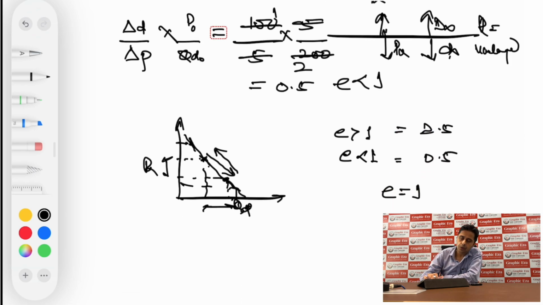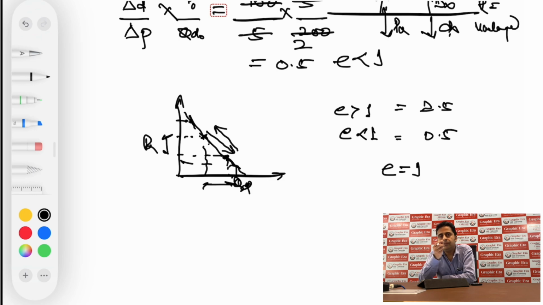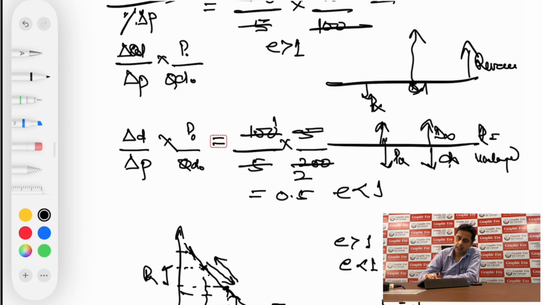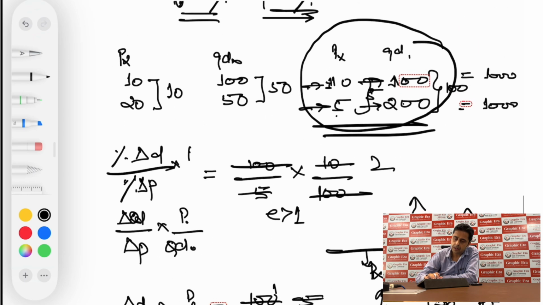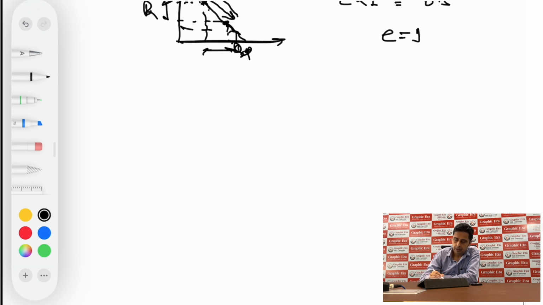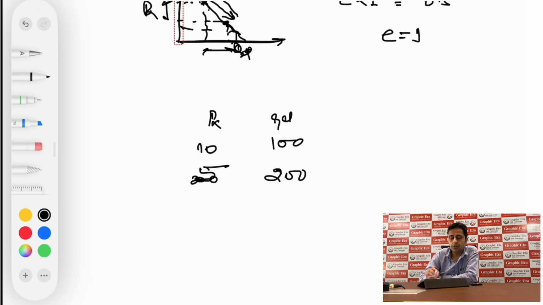So now what we do is we try to understand the underlying problem with this definition, or with this formula. And the problem with this formula is, I'll again copy this particular part here. So let's again go back to price and quantity demanded. When the price was 10, the demand was 100. When the price was 5, the demand was 200. Now see what went wrong.